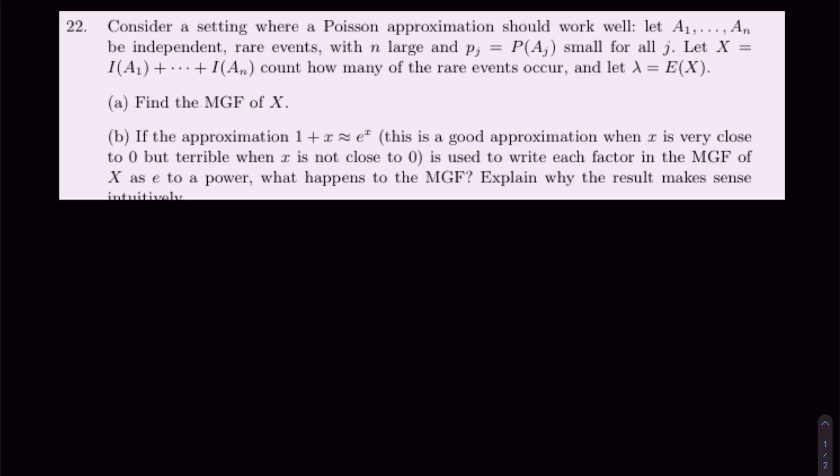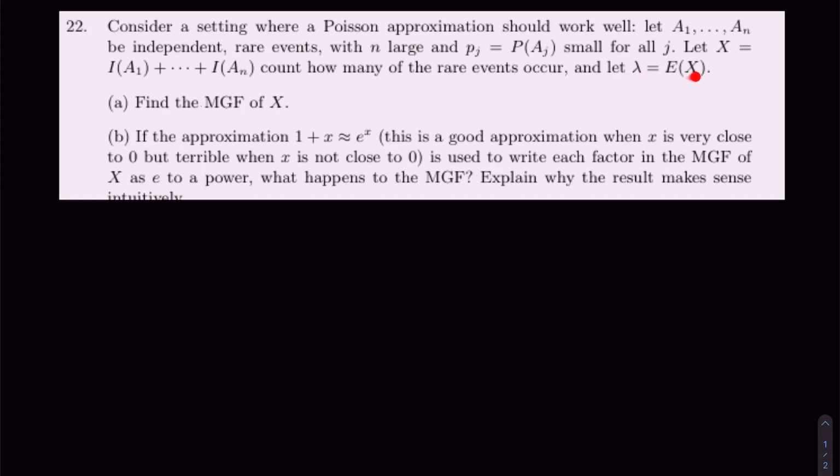Consider a setting here where we are doing a Poisson approximation. We're letting all these random variables be independent rare events, and we have many of these rare events. That's what n large means. And then we're setting the probabilities of each of these as small for all of these j's. And then we define X as the sum of these indicator random variables.